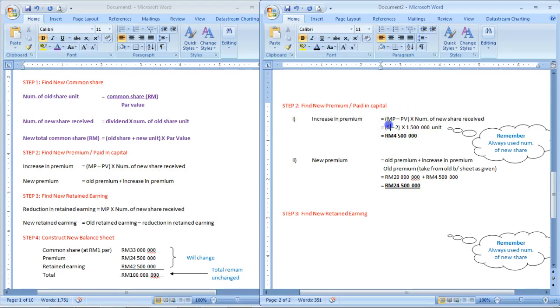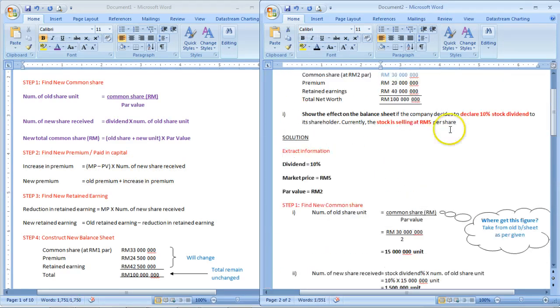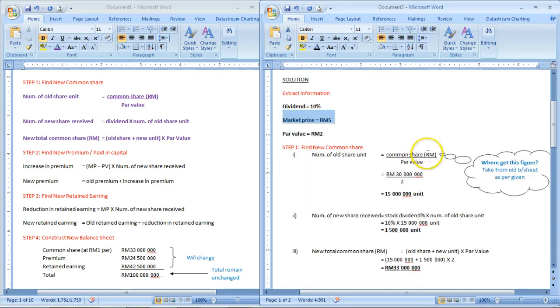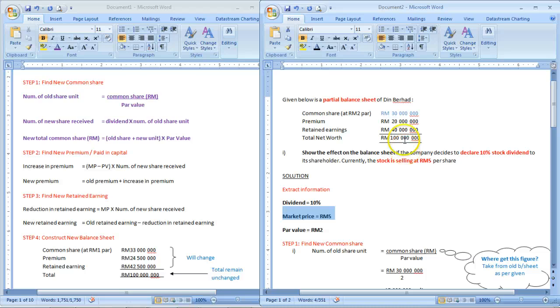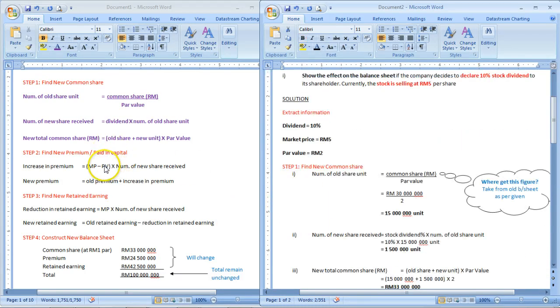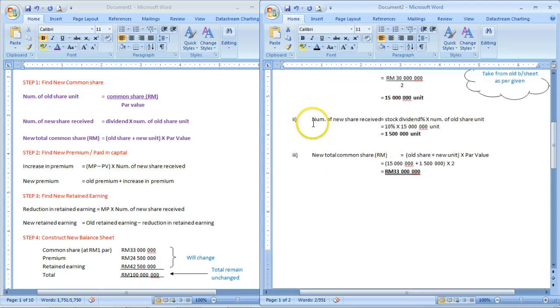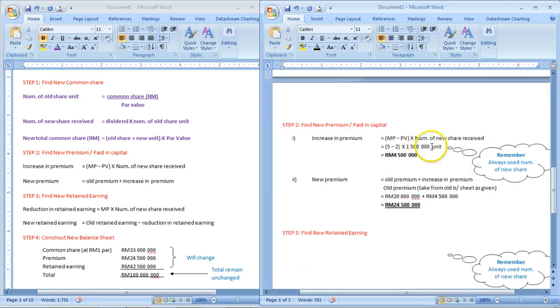So the market price is 5. Where do I get it from? You see, it's selling at 5. That's why it is very important for you to extract the information first. So 5 minus 2, because that is your par. The formula as stated: minus par value, times the number of new shares received. Where can you get the number of shares received? You see, from step 1. So this answer you put here, then you get your increase in premium. This is the amount of increase.